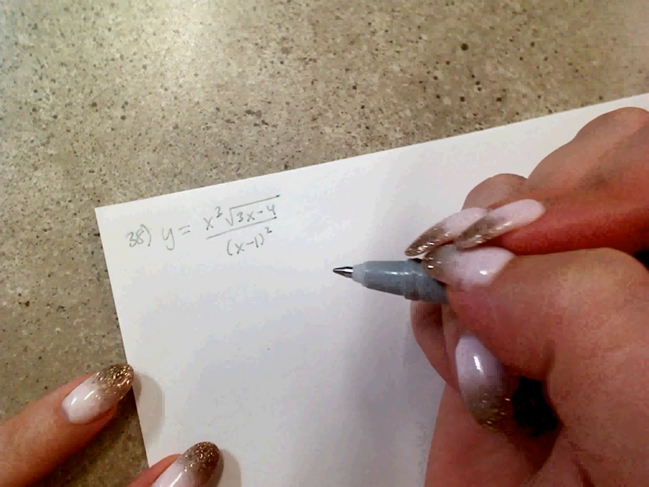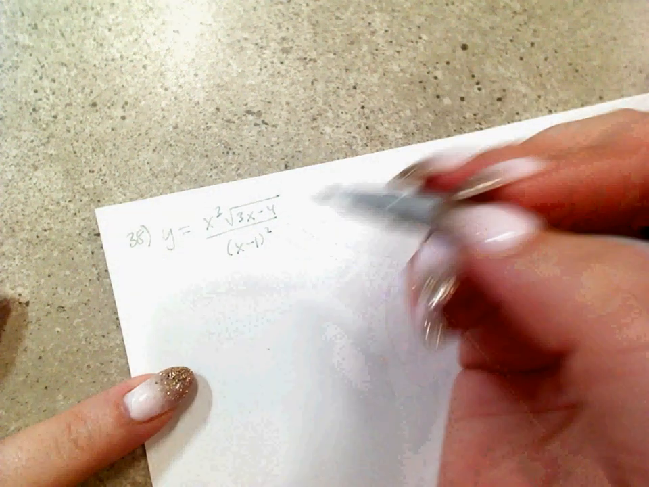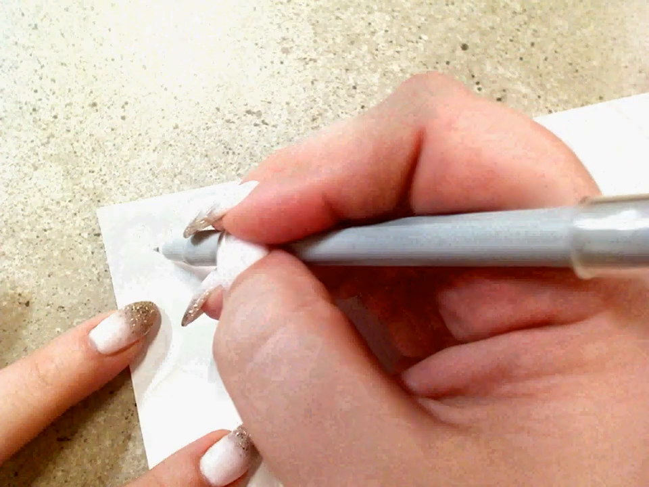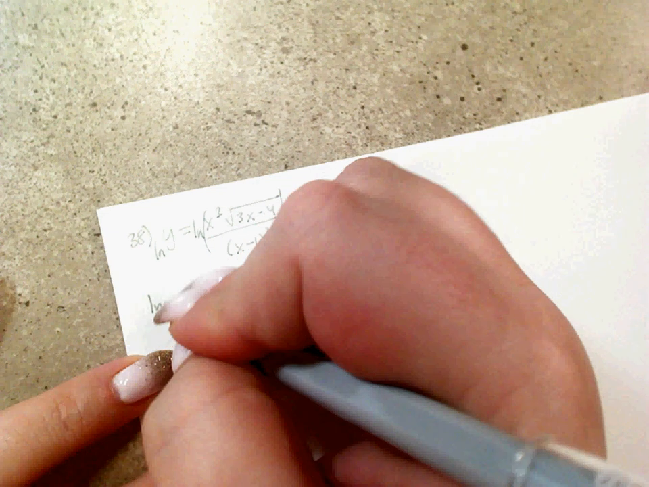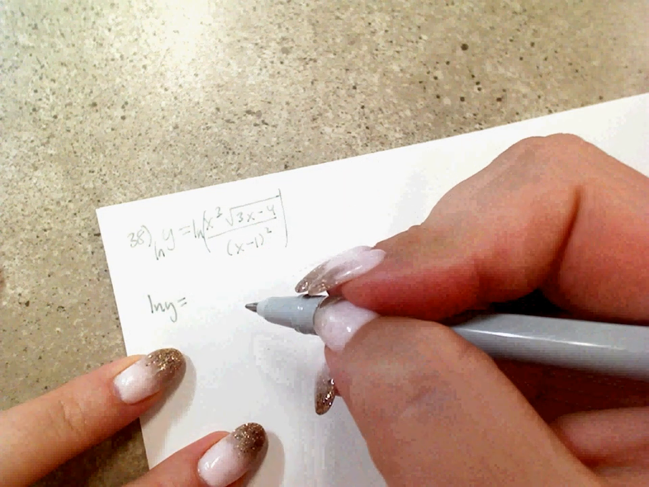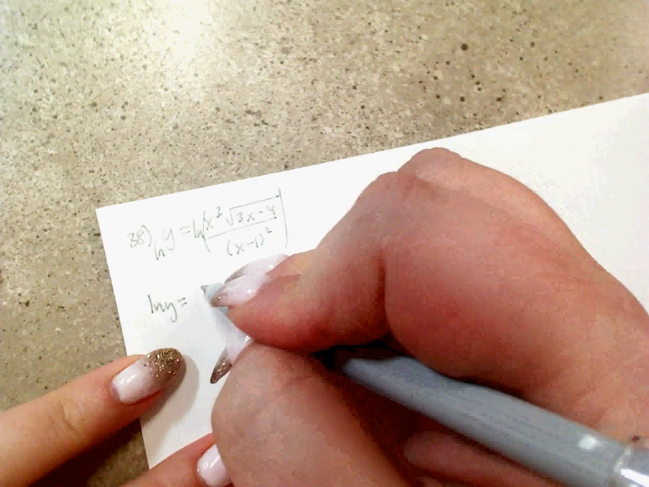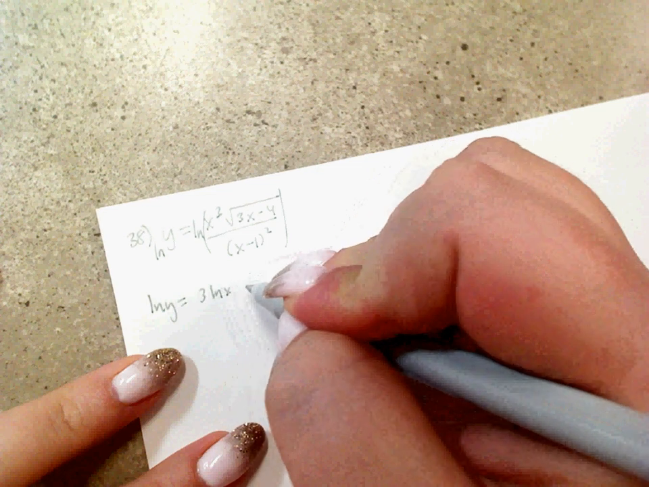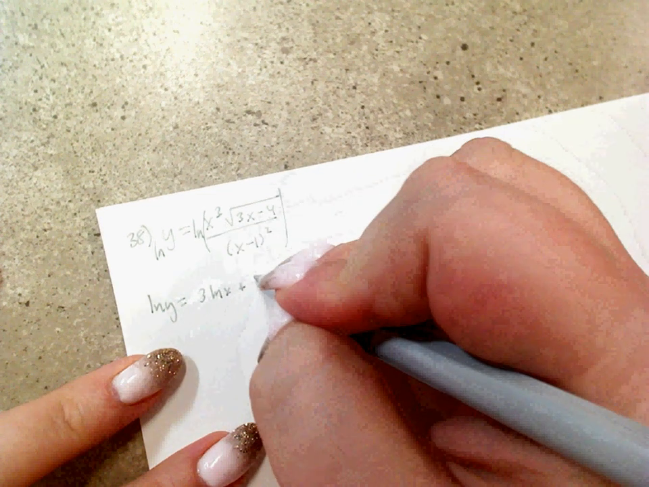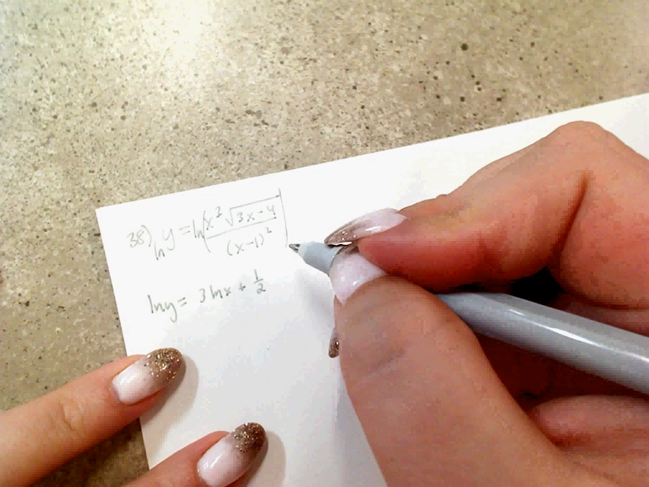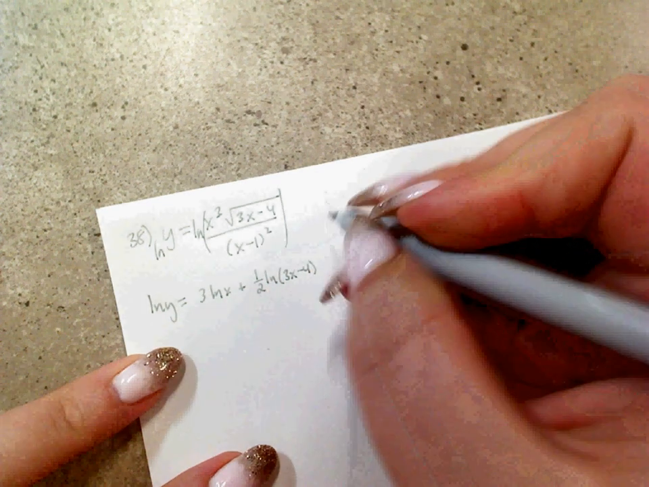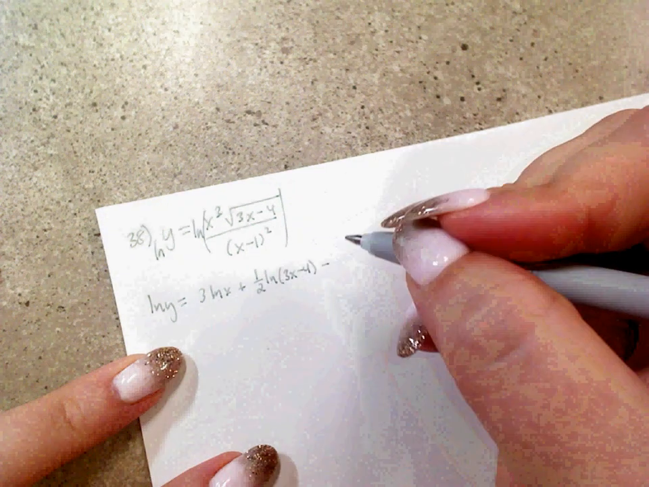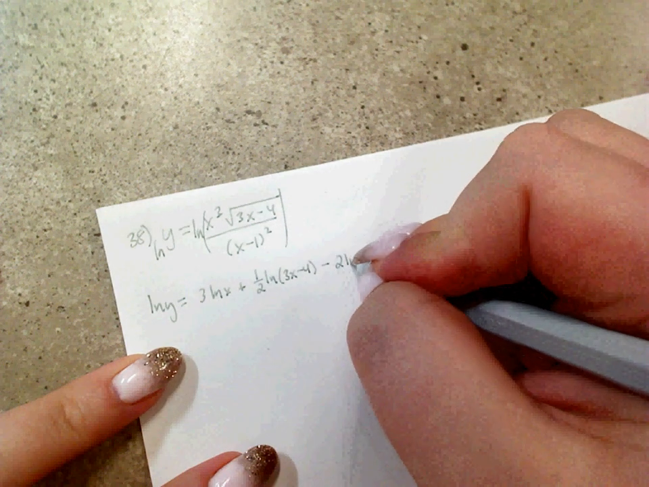So we're going to throw a natural log in front of both sides of the equation. So natural log of this and natural log of all that. And so I've got natural log of y equals. I'm going to bring the powers down to the front as I do it as well. So 3 natural log of x plus, because multiplication, 1/2 because this is 3x minus 4 to the 1/2 power, natural log of 3x minus 4, minus, because of division, 2 natural log of x minus 1. And then we're going to find the derivative.